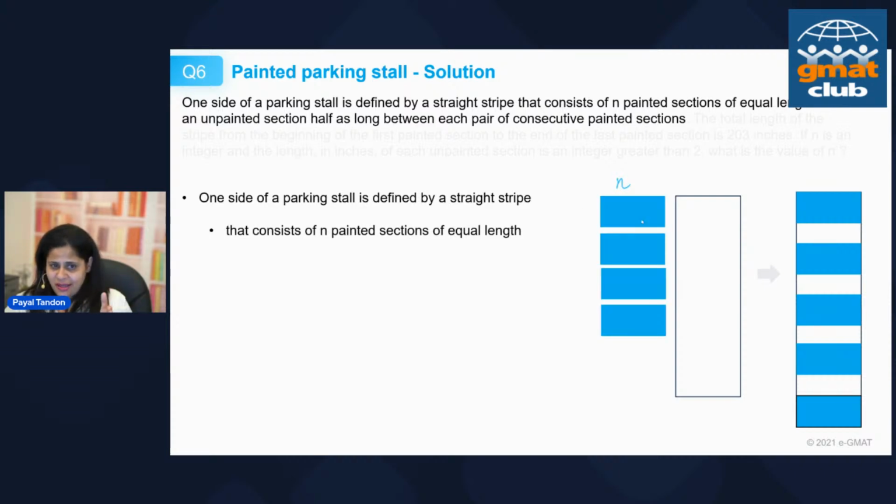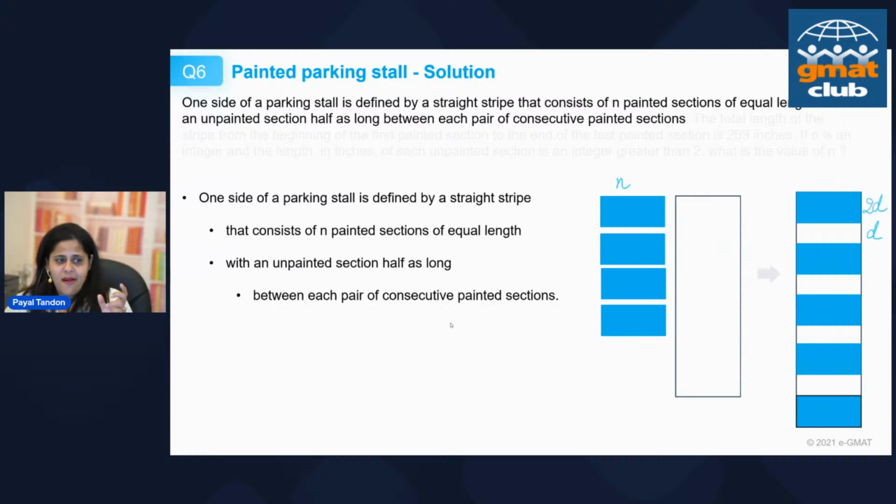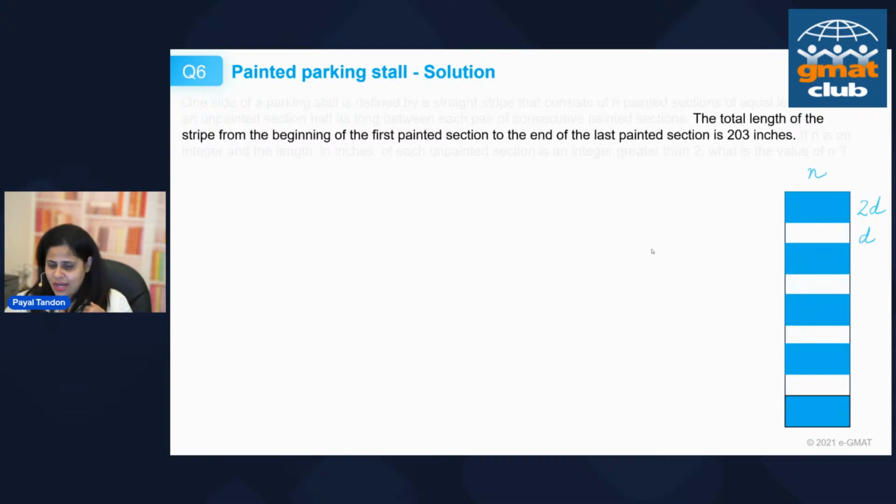So that consists of n painted sections. I've taken these n painted sections and I have put that over here with an unpainted section half as long. Now my unpainted section, I'm assuming, has a width of d. So which means the painted section will have a width of 2d, and the total length over here is n. And the total length of the stripe from the beginning of the first painted section to the end of the last painted section is 203. A little weird number, but I'm pretty sure there's a reason why they've used this number.